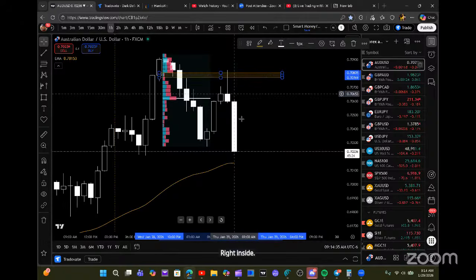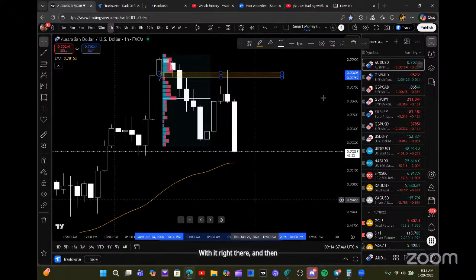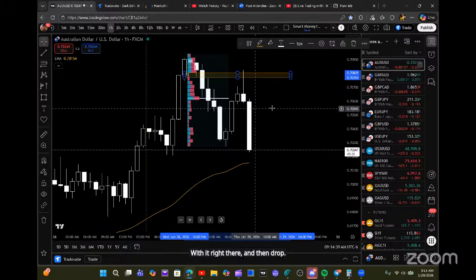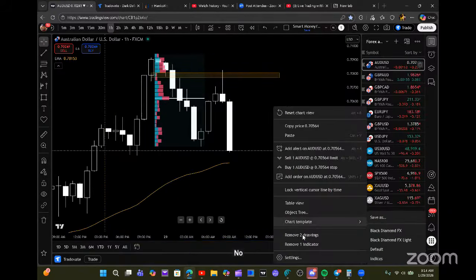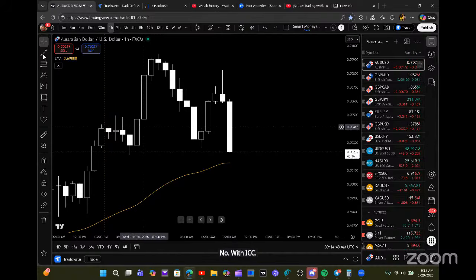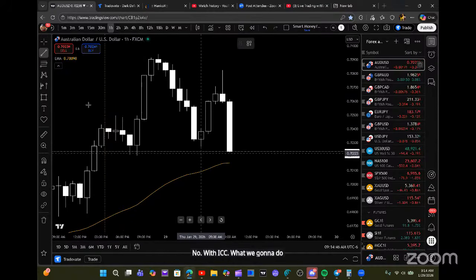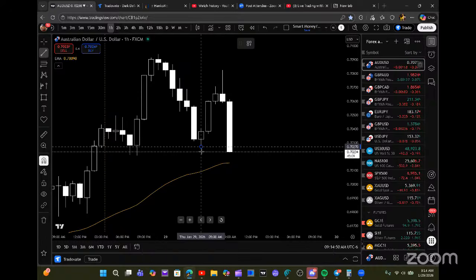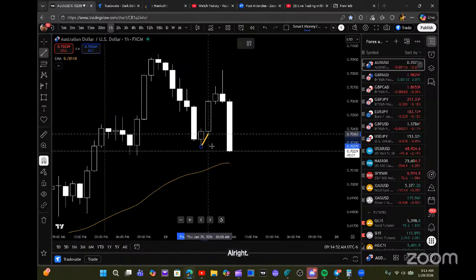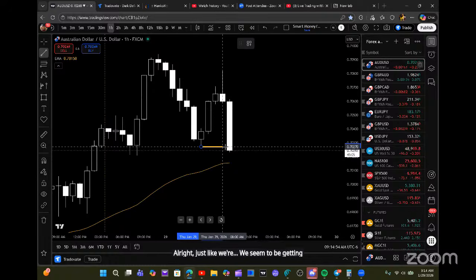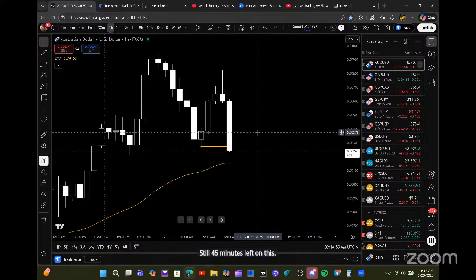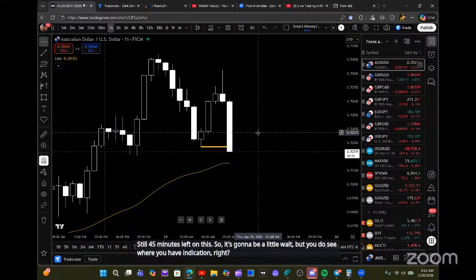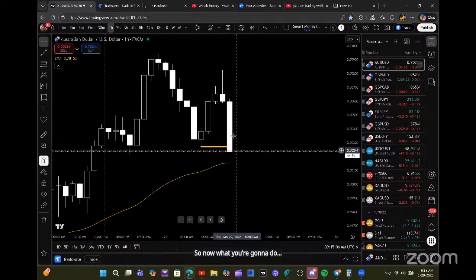Wicked, it right there and then drop. Now, with ICC, what we gonna do? We gonna wait for our indication. All right, just like we seem to be getting here. Still 45 minutes left on this, so it's gonna be a little wait. But you do see you have indication, right? So now what you're gonna do, wait for the correction.